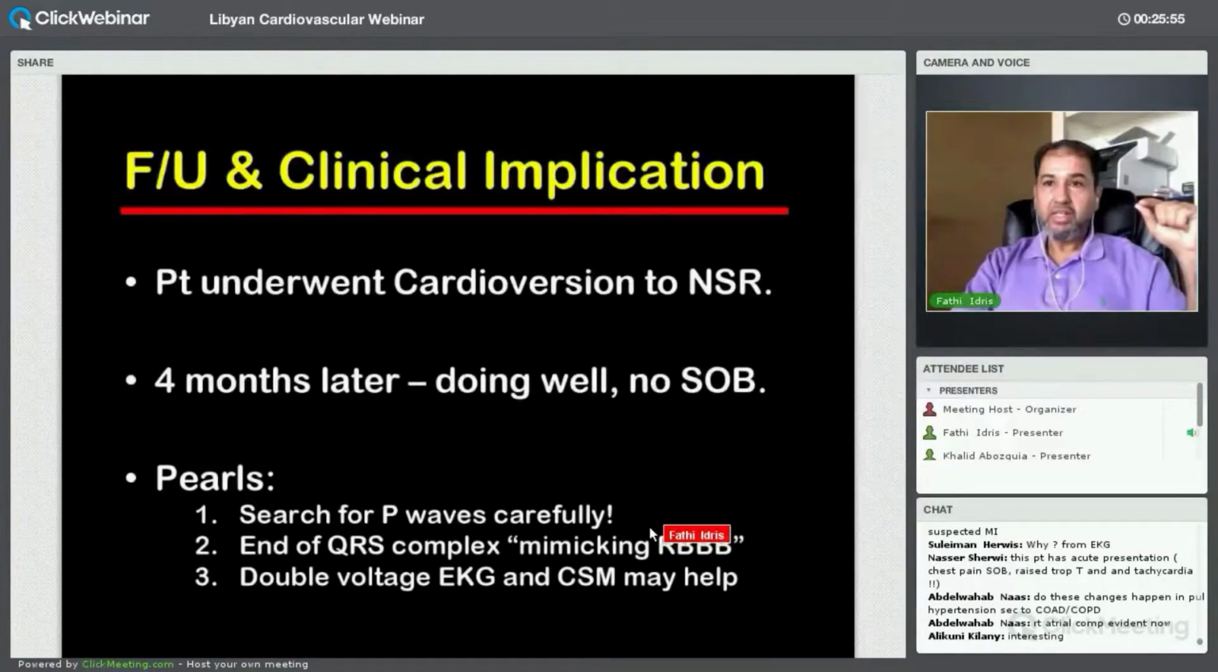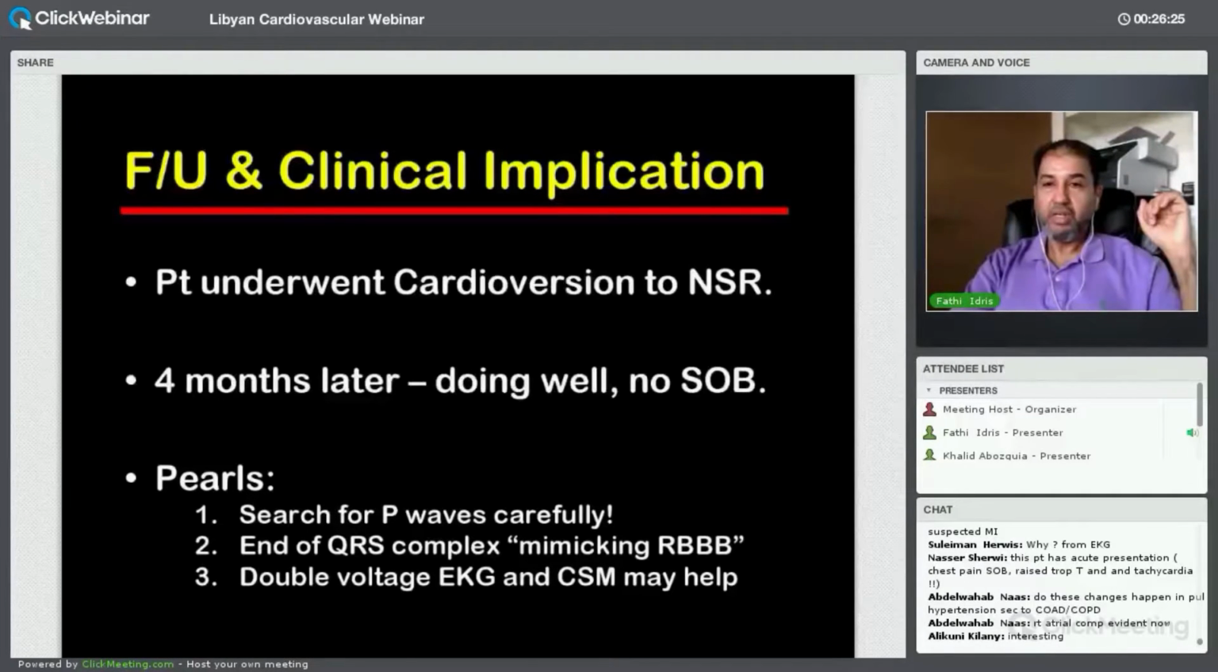So the pillars of this case is: search for P waves carefully. The other thing is look at the end of the QRS complex carefully, because that's where a P wave can be hidden and they can mimic right bundle branch block. And double voltage EKG and carotid sinus massage may help evaluating or delineating these cases. So this is something you can look at.